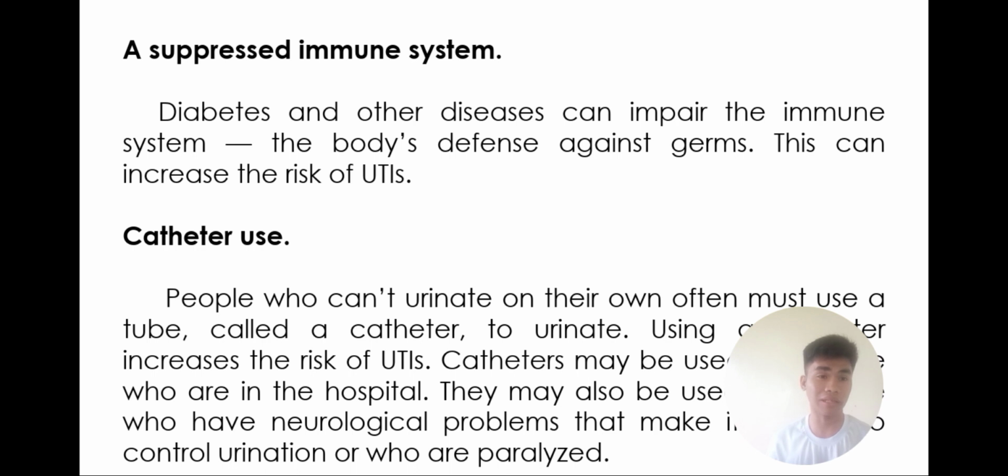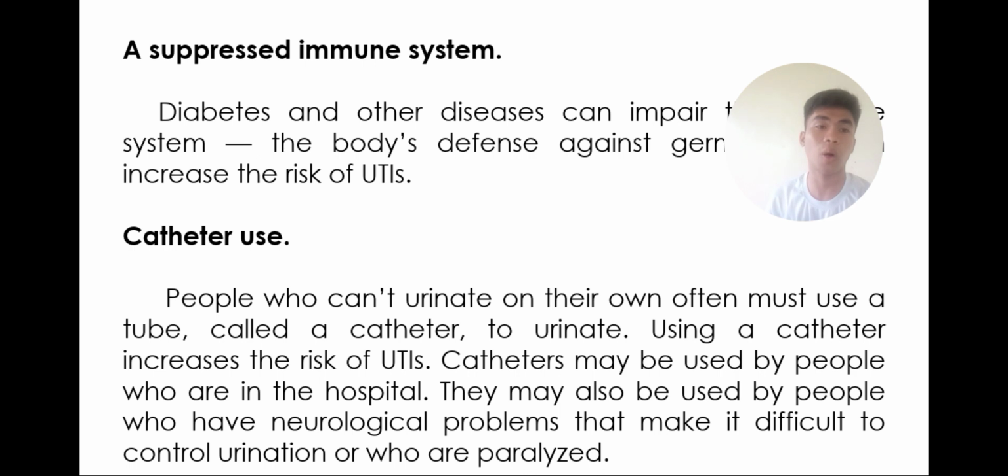So next we have the catheter use. So people who can't urinate on their own often must use a tube, which is called a catheter. So kabalo ko nga we are all familiar about what a catheter is o kung say ang use sa catheter. So the catheter will be used to urinate. So by using a catheter, it can also increase the risk of UTIs. Why? Nganong if magamit tag catheter, mas mo taas man ang risk factor nga maka-acquire tag UTI.